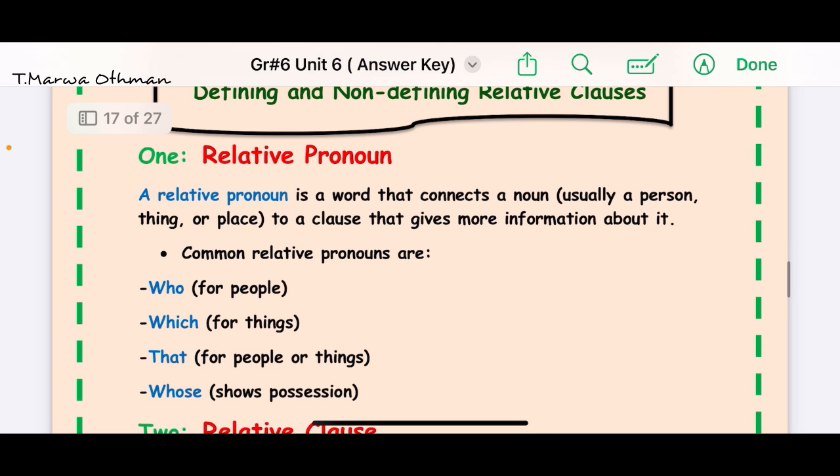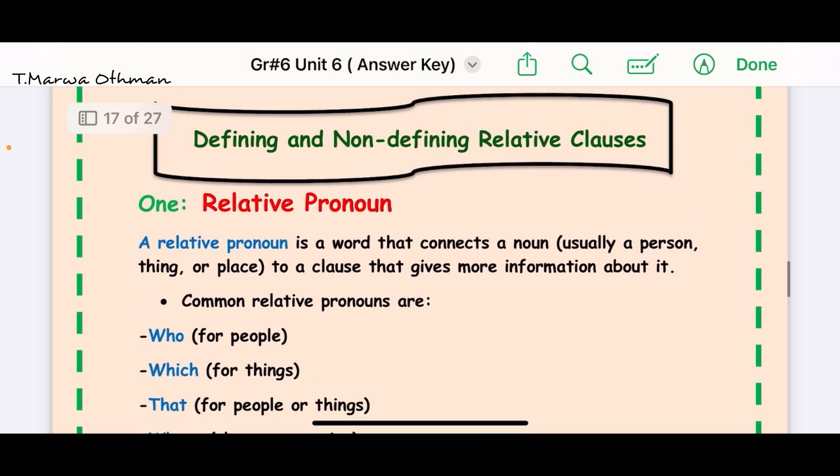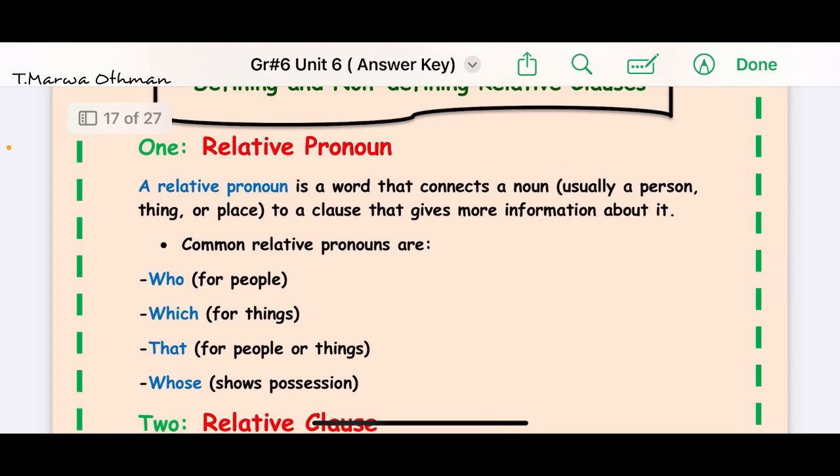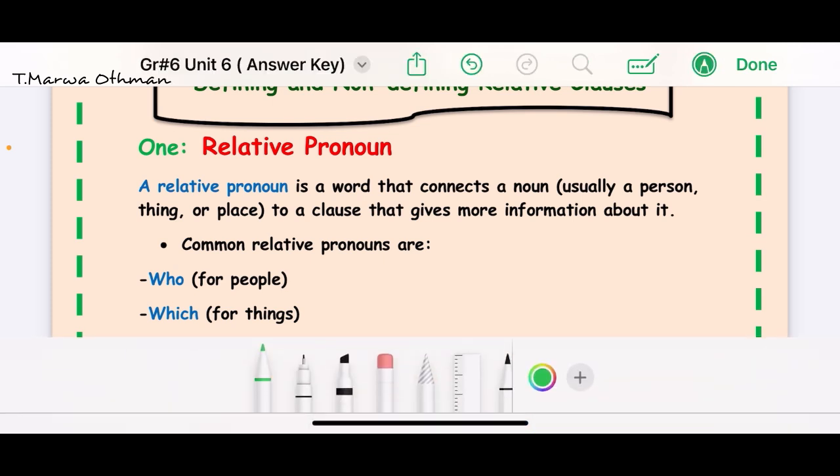Now we're going to talk about defining and non-defining relative clauses. But before we start talking about defining and non-defining relative clauses, we want to know what do you mean by relative pronouns? The relative pronoun is a word that connects a noun, usually a person, thing, or a place, to a clause. What do you mean by clause? It's like a sentence, okay? That gives more information about it.